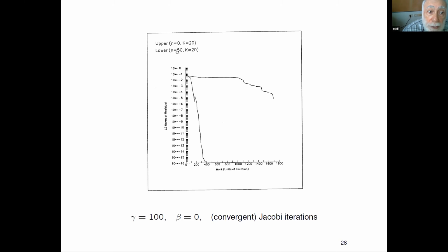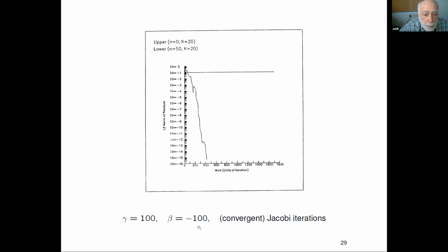But we have discovered that if we take n sufficiently large, even a moderate value would do, and you apply S_{n,k} instead of S_{0,k}, then things improve dramatically. You can see here, we took n equals 50 and k equals 20, so each time 70, 71 vectors. You can see how this is working so nicely. This is a very nice example of how to treat stagnation when you apply extrapolation methods. This is with beta equals 0 and gamma equals 100. So this was a convergent Jacobi iteration.